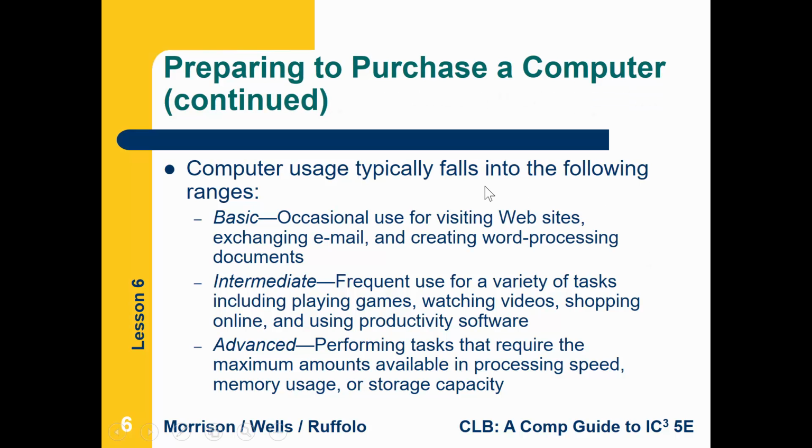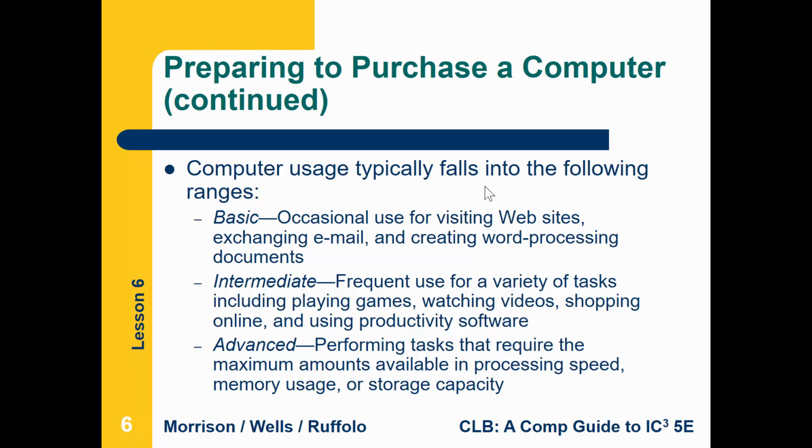So we really need to look at usage, typically falls into the following ranges. So a basic user, someone who might surf the web, do some basic email, word processing documents. Intermediate, so frequent use of variety of tasks. So play games, watching videos, shopping online, using productivity software. This might be the person that has multiple applications or programs open at the same time. They've got a browser open, they've got Word and Excel, and they're working away.